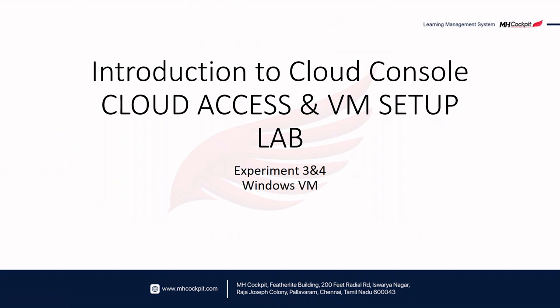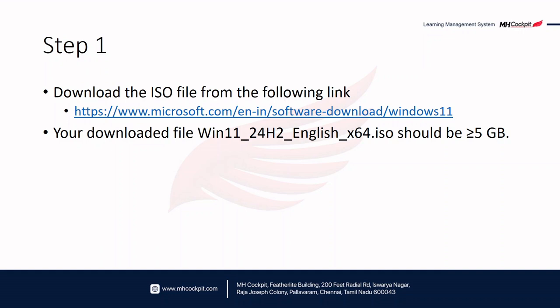So good morning. Today we will see how to install Windows Virtual Machine in VirtualBox. In the last class and the last video we discussed how to install the Ubuntu Virtual Machine in VirtualBox. So today we'll be focusing on the Windows Virtual Machine. First thing is that we have to download the ISO file of Windows.